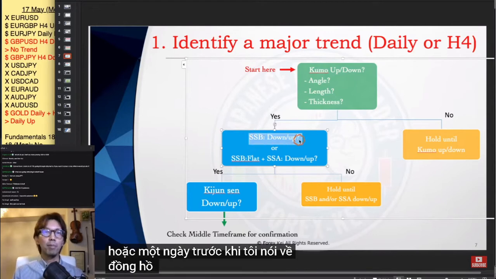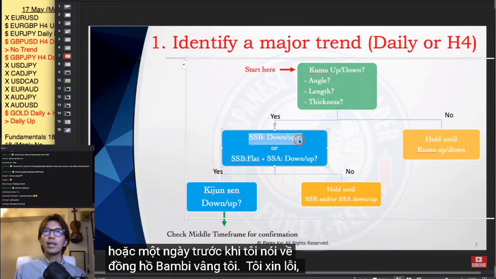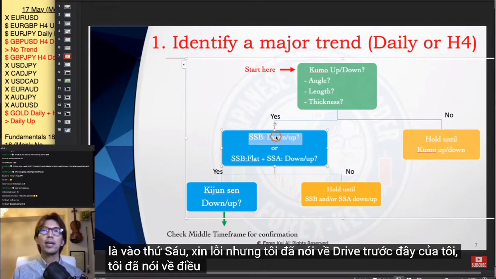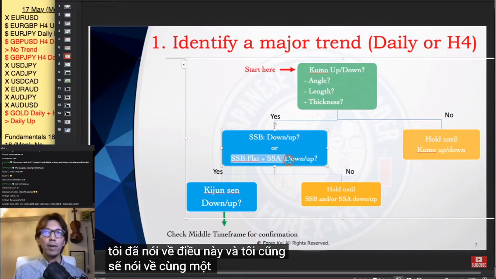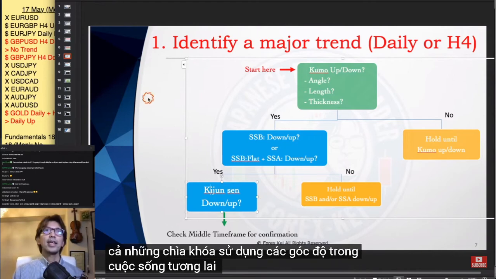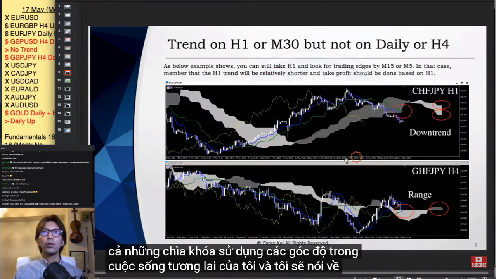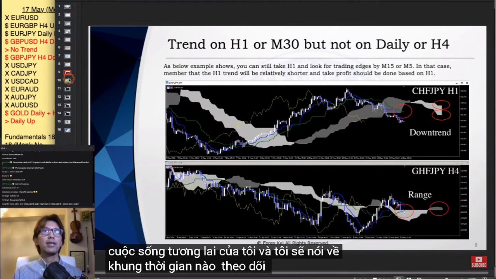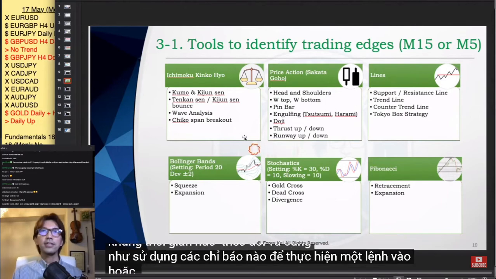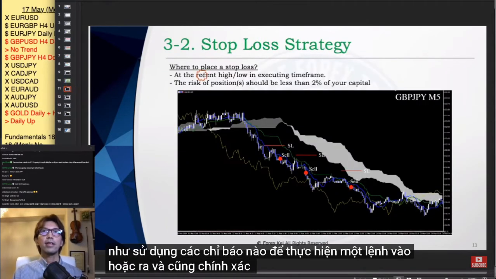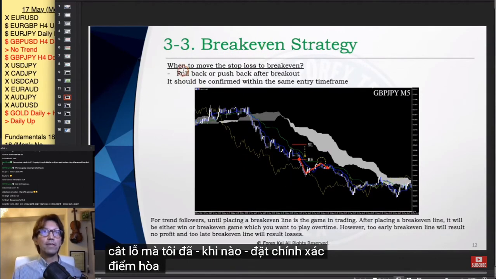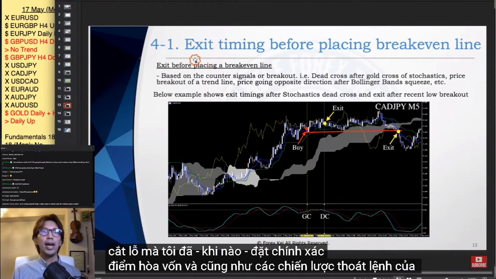I talked about Senkou Span B. Sorry, I think it was on Friday, in my previous live. I will also talk about Senkou Span A and the Kijun-sen angles in my future lives. I will talk about which time frame to take trades, what indicators to use to take an entry or exit, exactly when to place a stop loss and when to put the break even, and also my exit strategies.